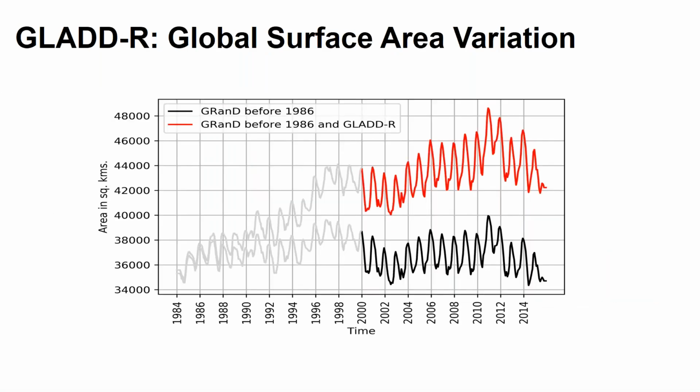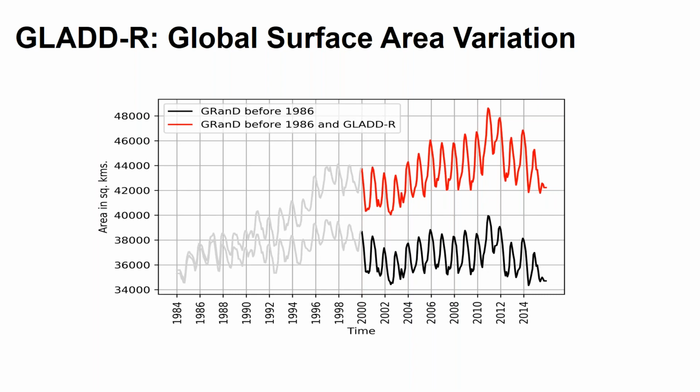You can see these dynamics because we know the surface area and how they're changing. For all of the reservoirs built before 86 and built after 86, you can see the area in square kilometers change. The black line tells you the collective area of all the reservoirs built before 86, and the red line tells you what's happening today.